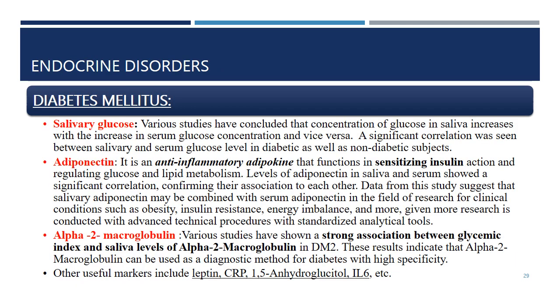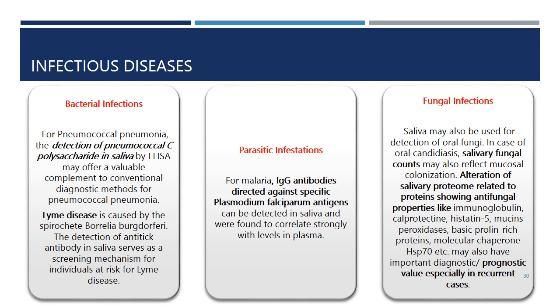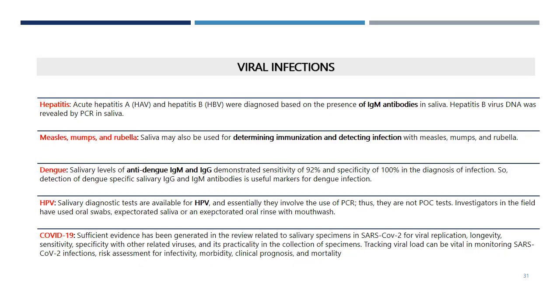For diabetes mellitus, monitoring of salivary glucose, adiponectin, and alpha-2 macroglobulin levels can act as biomarkers for monitoring the disease. These components have a positive correlation between serum and salivary levels and hence can act as putative biomarkers. Various bacterial infections, parasitic infestations, and fungal infections can also be detected using saliva.